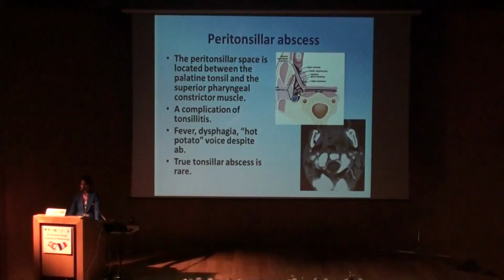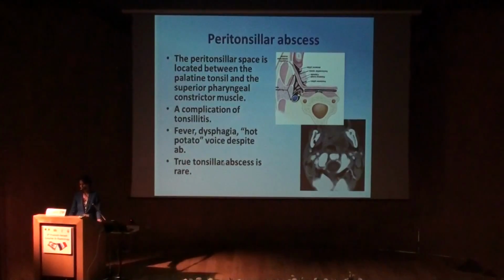Peritonsillar abscess, which is a complication of tonsillitis, develops in the peritonsillar space, which is located between the tonsillar capsule and the superior pharyngeal constrictor muscle. This is the tonsil, this is the constrictor, and it's in between, inside the pharyngeal mucosal space. And those are the anterior and posterior tonsillar pillars.